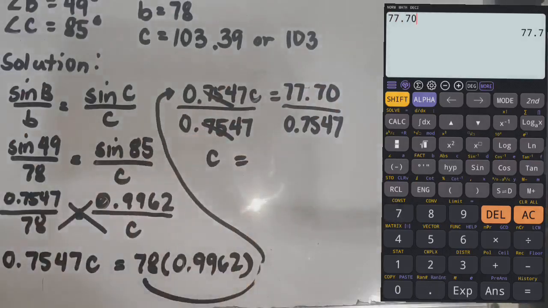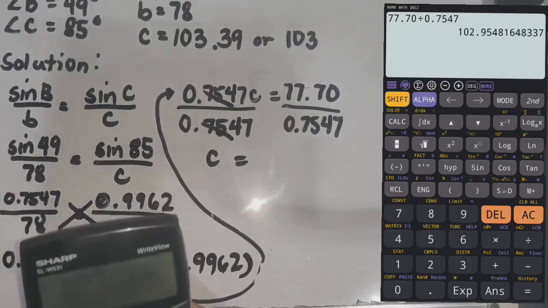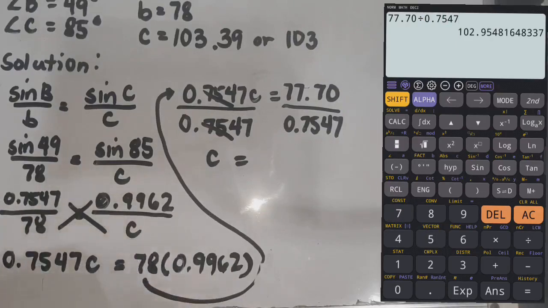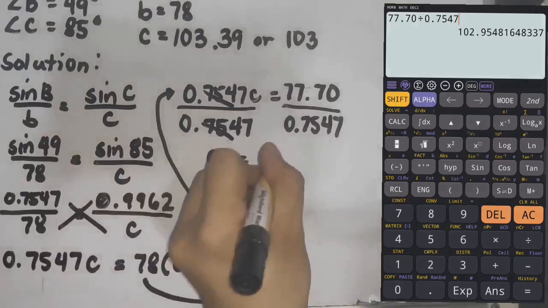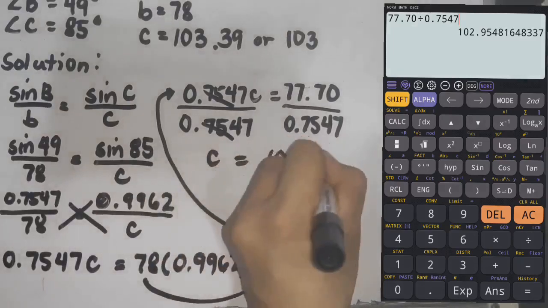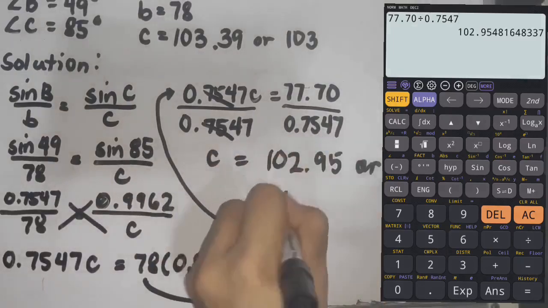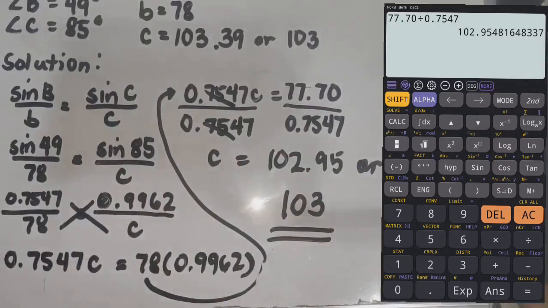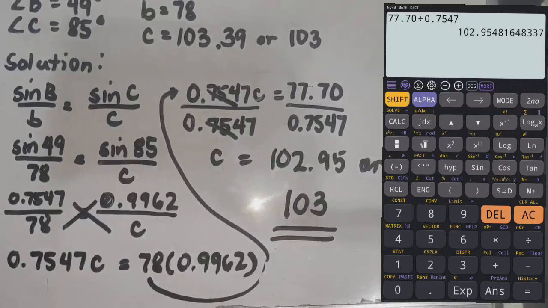So, divide natin 77.70 divided by 0.7547 equals 102.95 or 103. So, parehas lang yung naging answer natin, whether yung ginamit natin is the law of sines or the law of cosines.